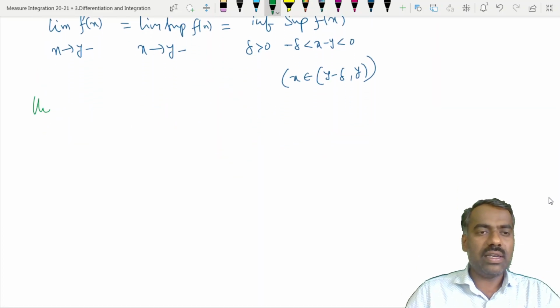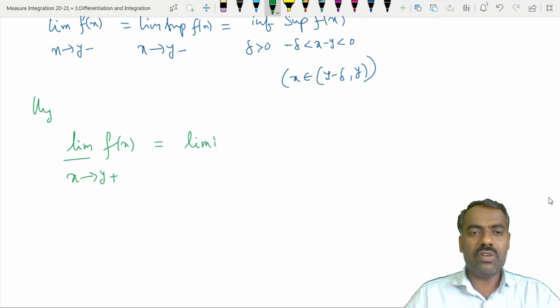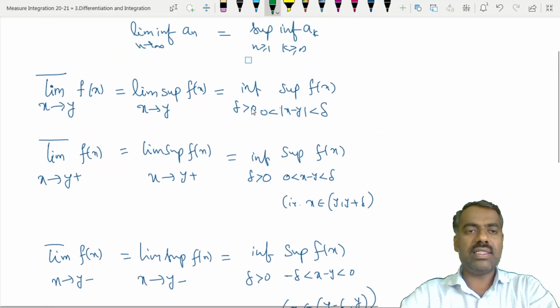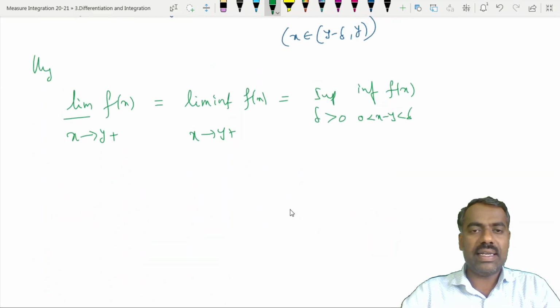So similarly, I will write just one. The lower limit of f of x, x tending to say y plus. How can we define this one? This is nothing but lim inf of f of x, x tending to y plus. So this is the same as taking the infimum of f of x, where x minus y is between 0 and delta, and the supremum among all delta greater than 0. So all these three you can write for the lower limit also. I'll just leave it with one, right?